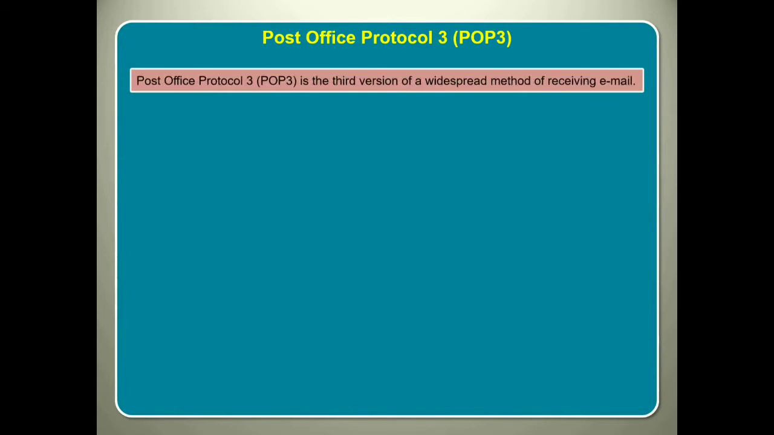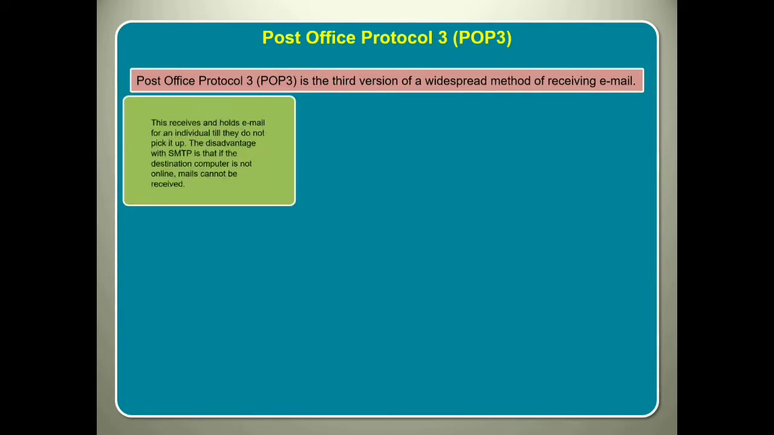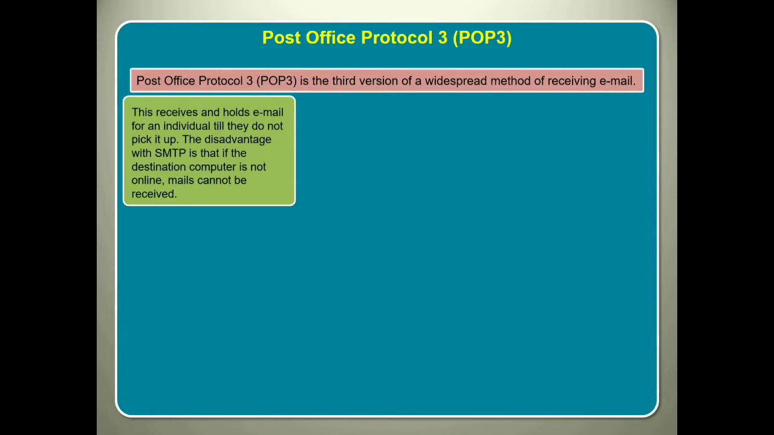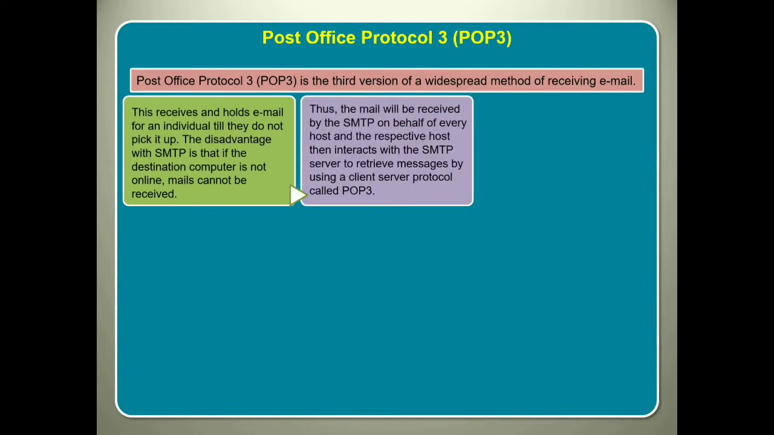Let us now learn about Post Office Protocol 3, or POP3. This is the third version of a widespread method. It receives and holds email for an individual until they pick it up. The disadvantage with SMTP is that if the destination computer is not online, mails cannot be received. Thus, the mail will be received by the SMTP server on behalf of every host, and the respective host then interacts with the SMTP server to retrieve messages by using a client-server protocol called POP3.